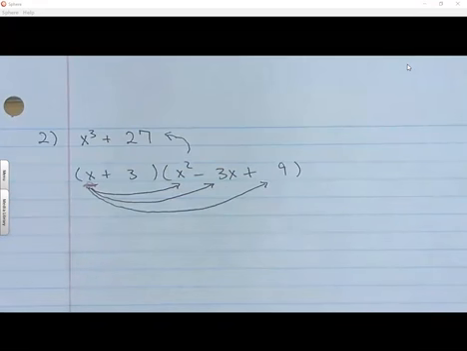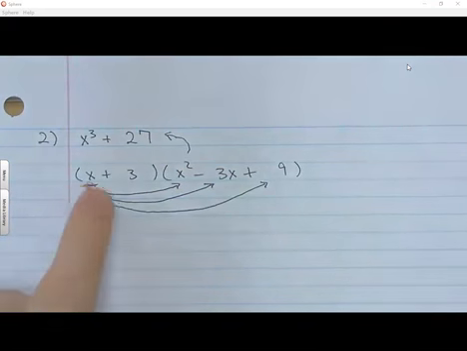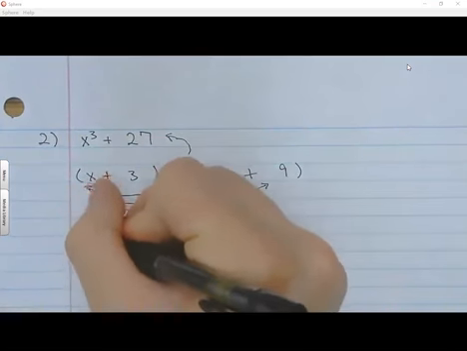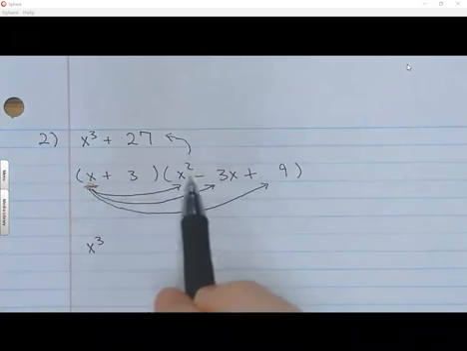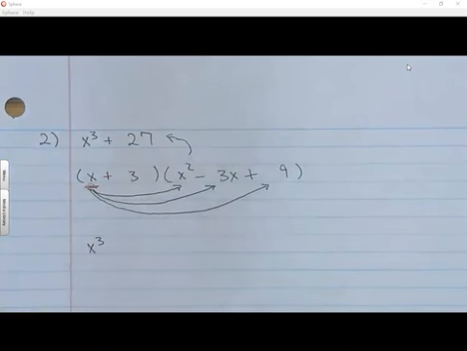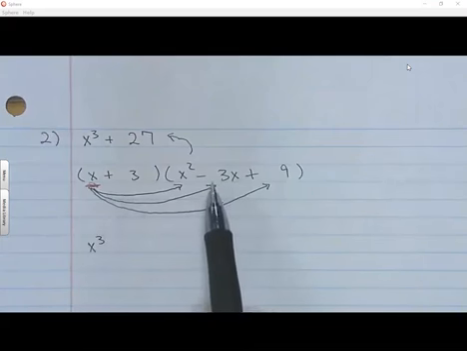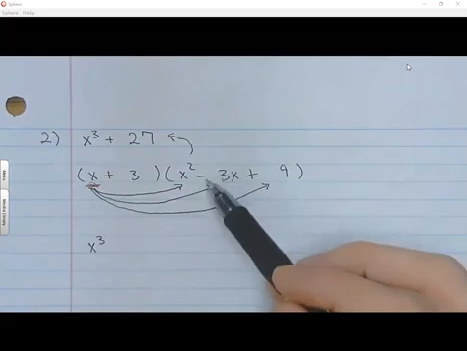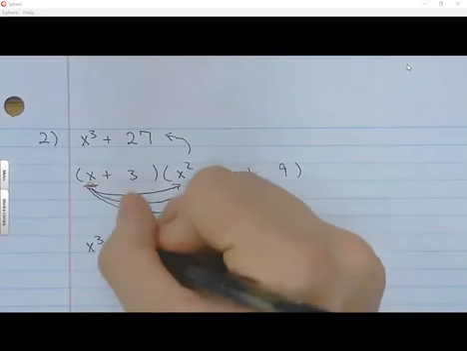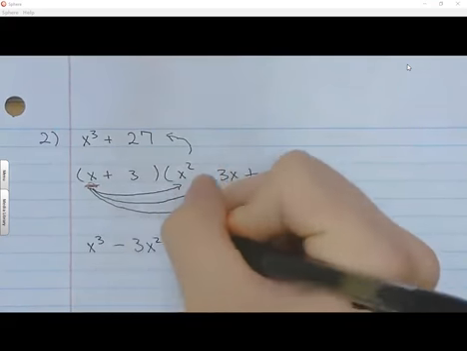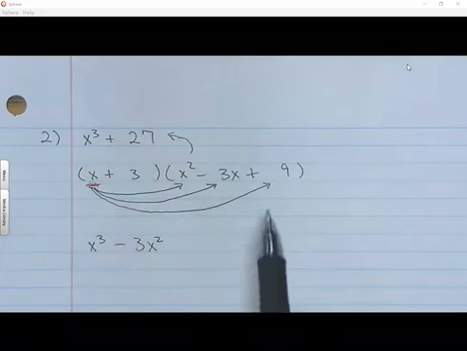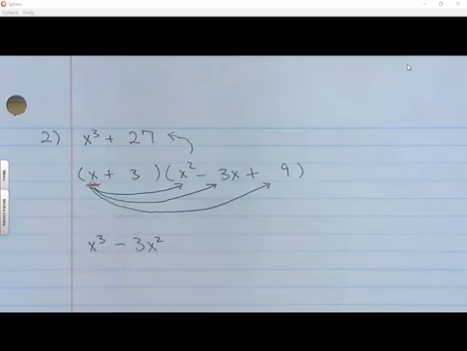So let's see what we get. When I multiply x times x squared, I get x cubed, right? Because x times x squared is going to give me x cubed. Now we're going to multiply the x by the negative 3x. Well, what do we get there? I'm going to have negative 3x squared. And all I'm doing is multiplying everything over here by this x. The last thing I'm going to do is multiply the x by 9 to get 9x.